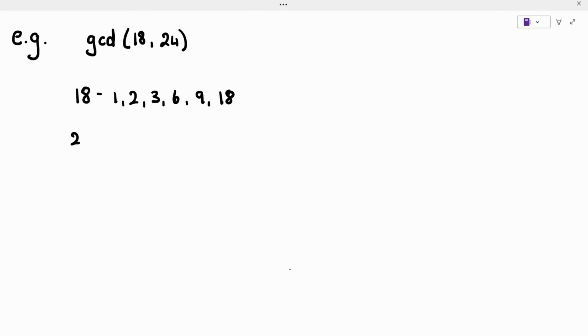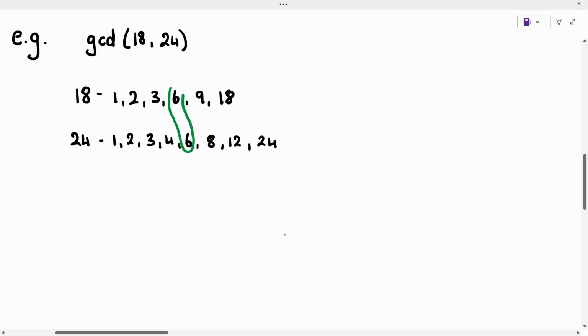So let's look at an example of how to calculate the GCD of two numbers. Let's find the GCD of 18 and 24. To do this, we can list the divisors of 18 and the divisors of 24, and we look for the largest or greatest common divisor, which of course gives us 6.